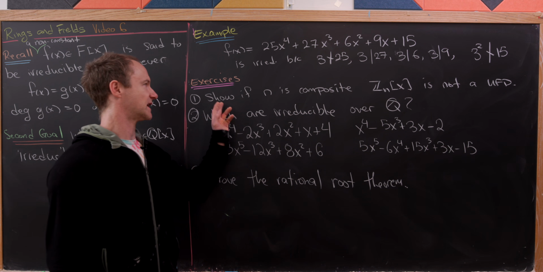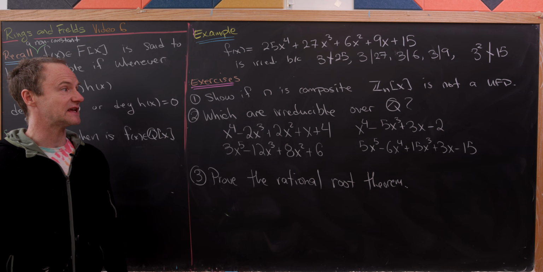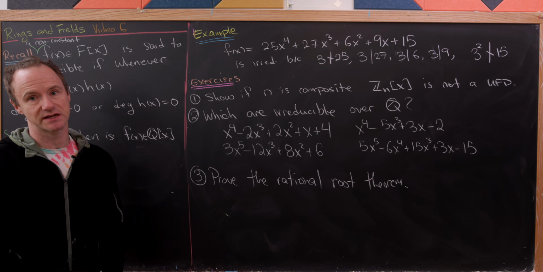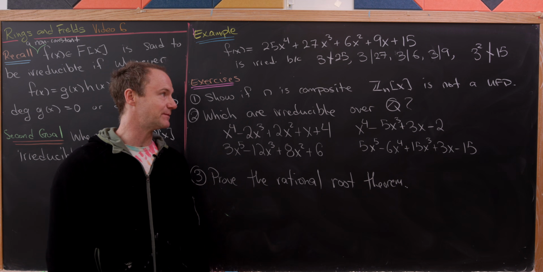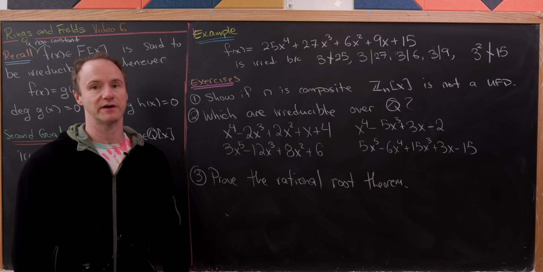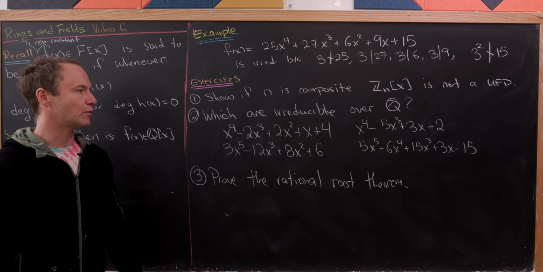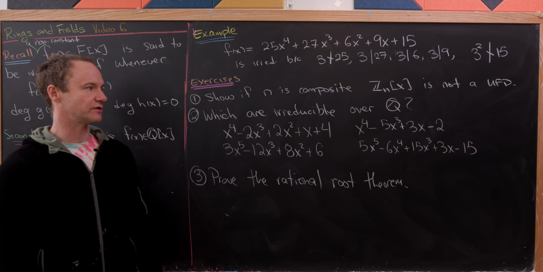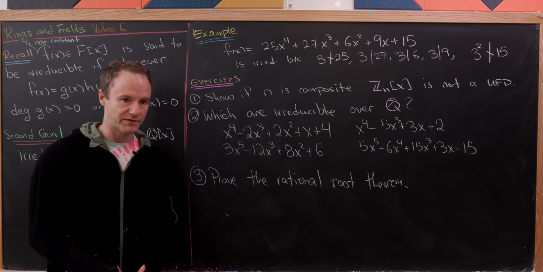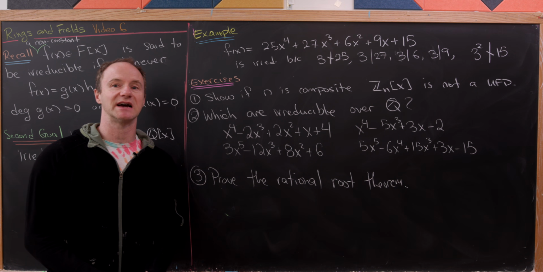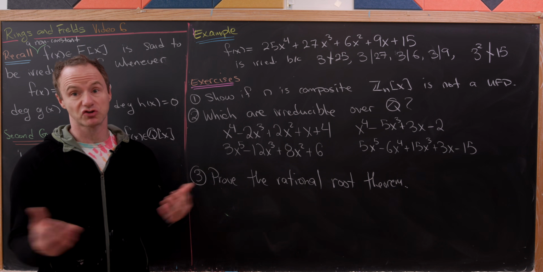Now for some exercises. Let's show that if n is composite, then Zn adjoin x is not a UFD. Let's observe that by our big result today, we know that Zp adjoin x is a UFD. Now, the next one is to determine which of these polynomials are irreducible over Q. So I'll let you look at the polynomials. Some of them you can show are irreducible using Eisenstein's criterion.